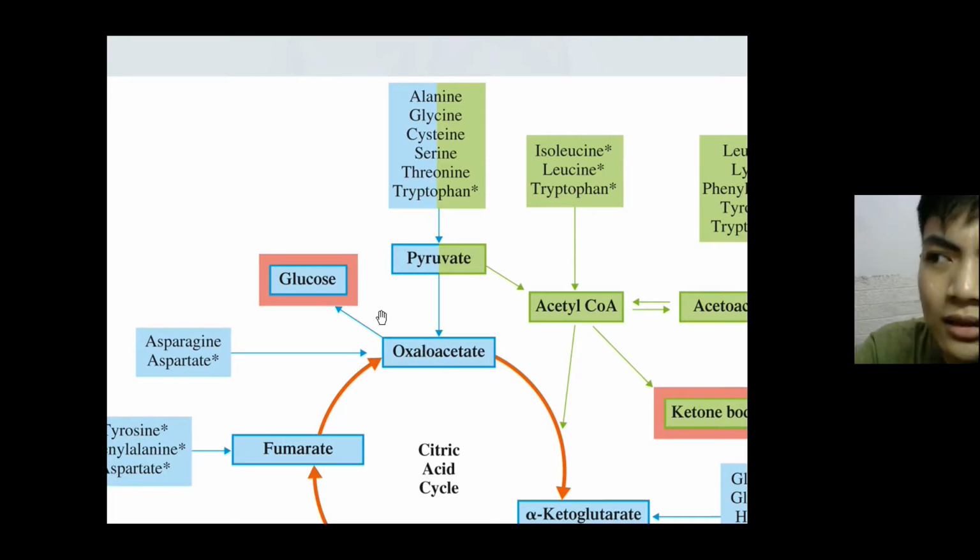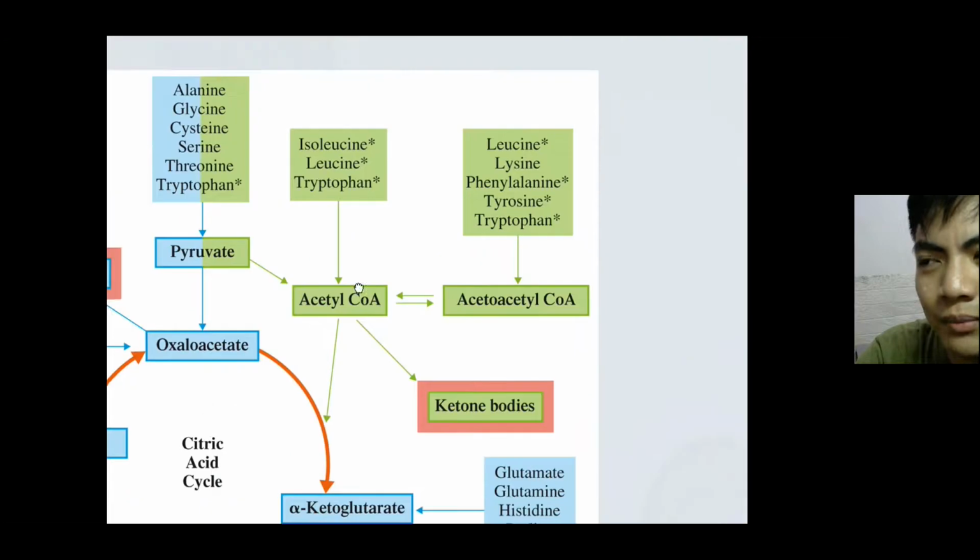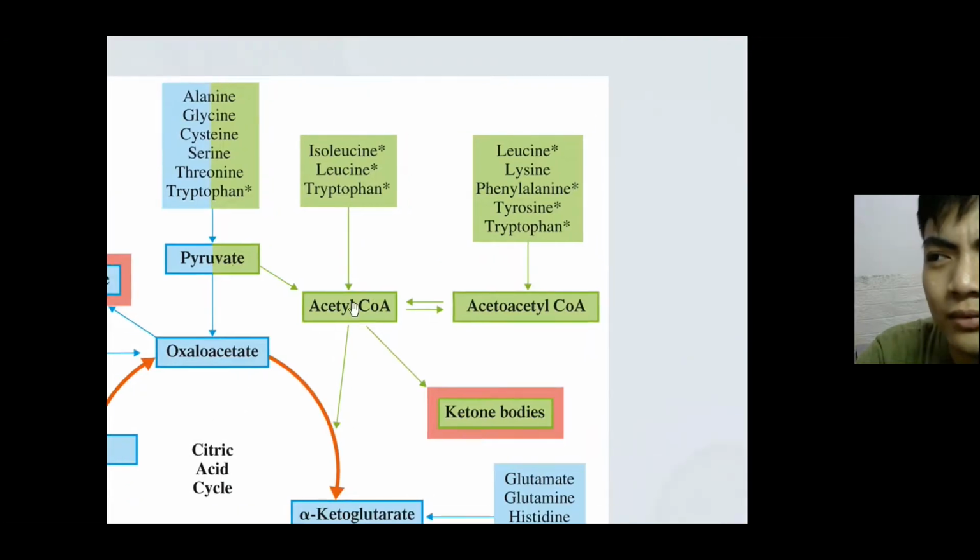The oxaloacetate can be used to reproduce glucose in gluconeogenesis. Okay? Ayan. And then yung pyruvate, pwede siya ma-convert then to acetyl coenzyme A, which will be used in the Krebs cycle. And pwede rin yung gamitin to produce ketone bodies. And yung ketone bodies, remember, pwede rin siya gamitin to produce lipids in our body.